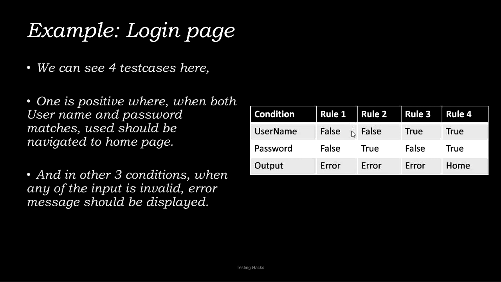Next, with a false username and a right password, you will also be thrown an error. And with one true value and one false value, where the username is true and the password is false, you will also be thrown an error message. And the fourth combination is giving a valid username and password, the true values, which will land you on the home page.